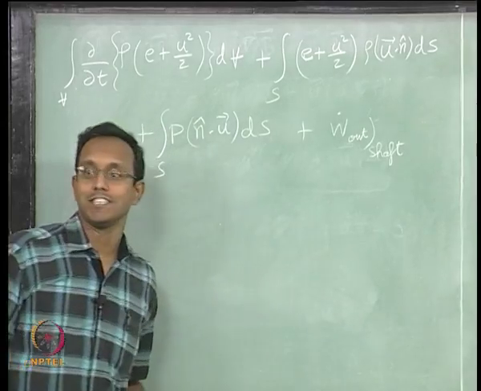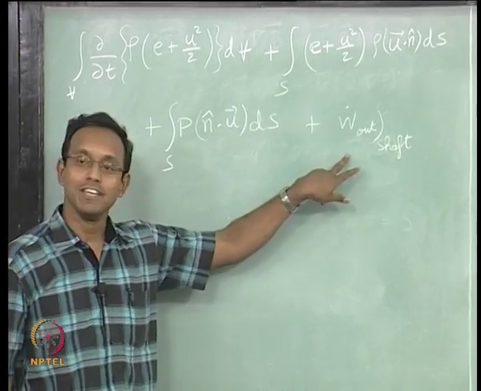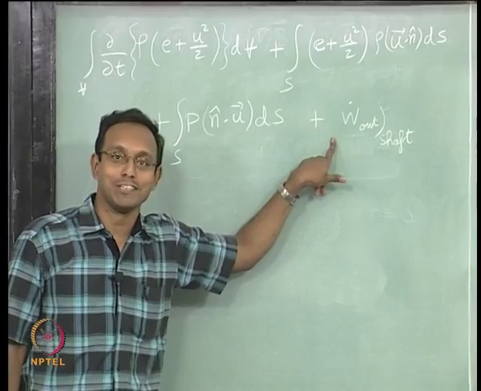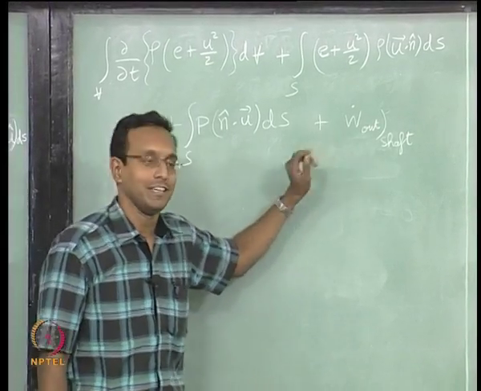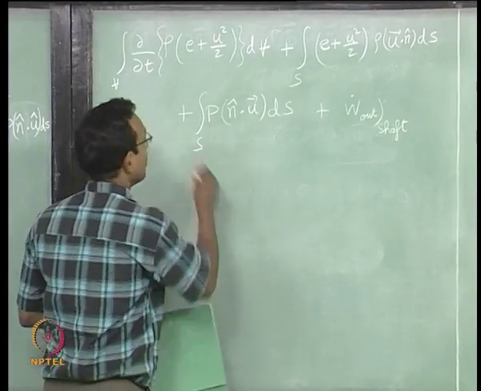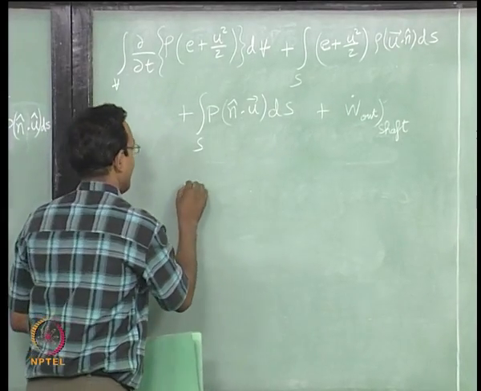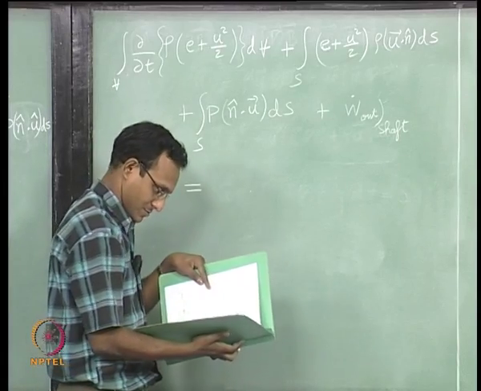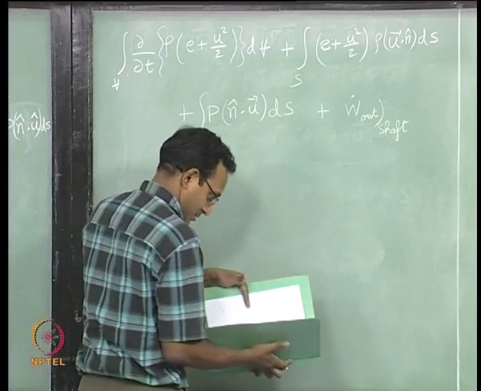In case there is shaft work, I will just write this immediately after this point, I will say this is equal to 0 in my problem. In case there are other forms of work, then I will keep that. This whole thing is the left hand side. Now that is going to be equal to the remaining terms.